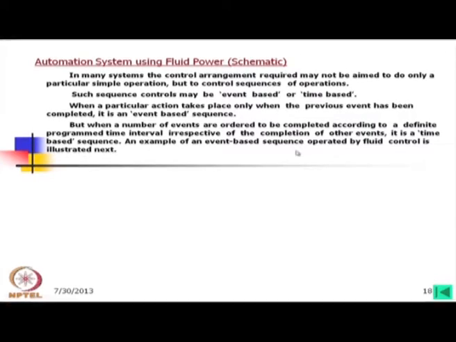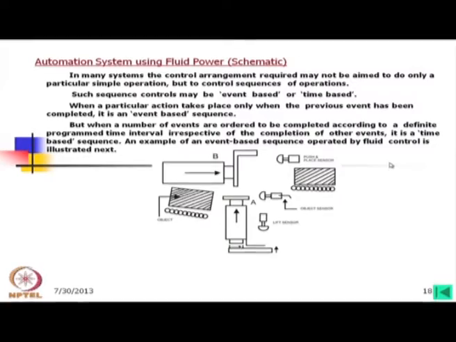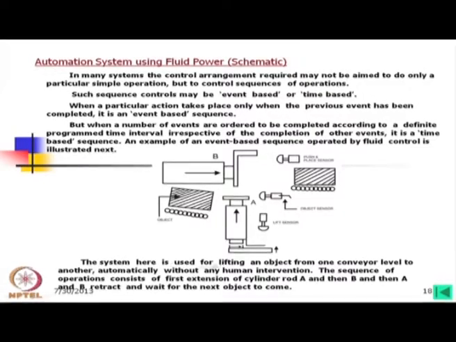An example of an event based sequence operated by fluid control is illustrated next. Now, look at this. The system is used for lifting an object from one conveyor level to another automatically without any human intervention. The sequence of operation consists of first extension of cylinder A rod and then B, and then A and B retract and wait for the next object to come. Say it is like that, an object is coming in, then with this cylinder this is lifted to this conveyor.